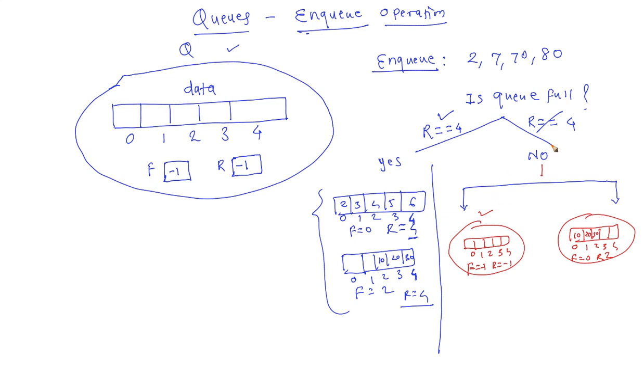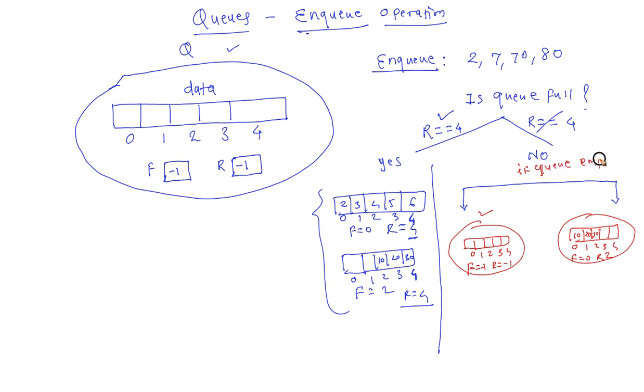So these are the two situations, and we should take care of both of them. We should check which situation the queue is in currently. So the first situation is queue empty. If the queue is not full, then the next question we will ask is, is the queue empty?